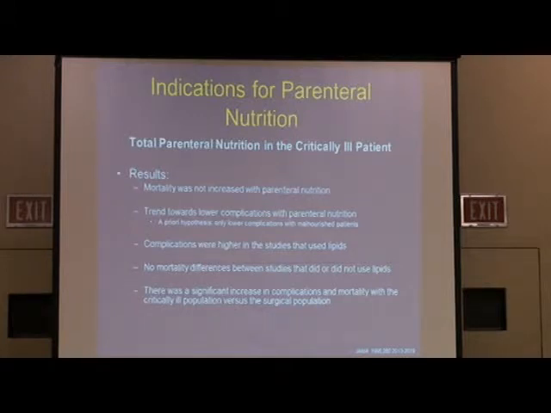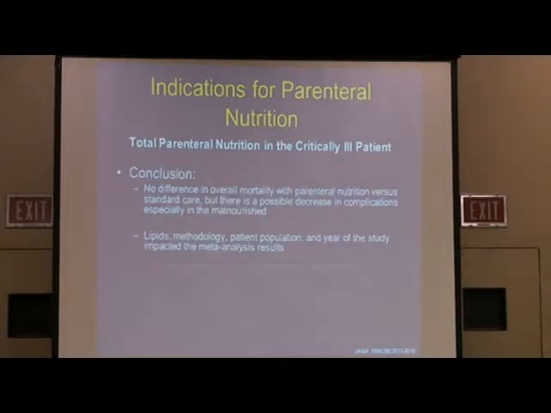But the subset of patients that actually had lower complications with parenteral nutrition were the malnourished patients. That's why in the previous slide the recommendation was to start parenteral nutrition as soon as possible in a previously malnourished patient. They also found that complications were higher in studies that used lipids, but there was no mortality difference between the lipid group and non-lipid group. And there was a significant increase in complications and mortality in the critically ill population versus the surgical population.